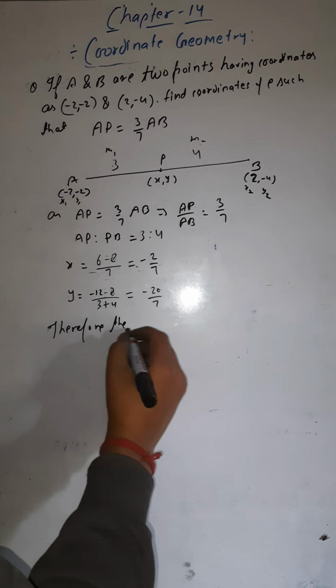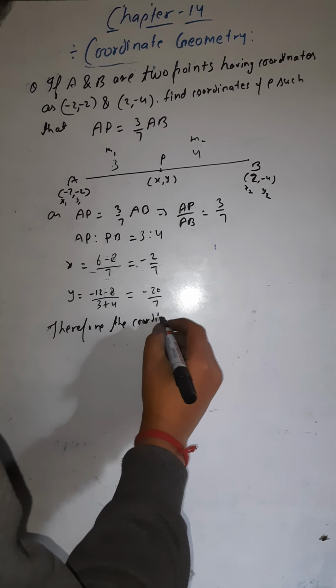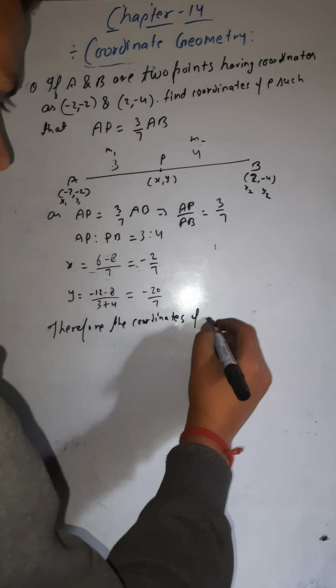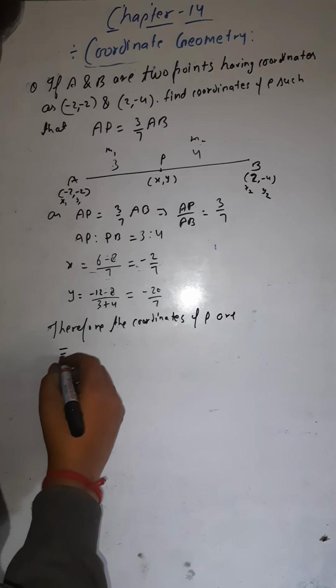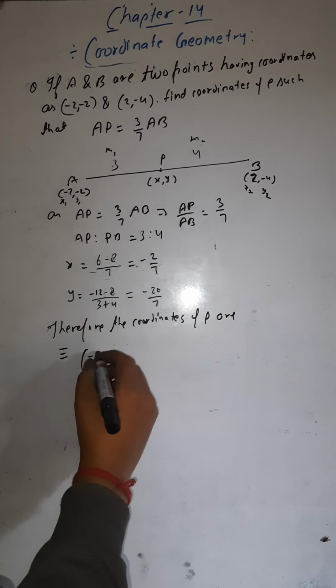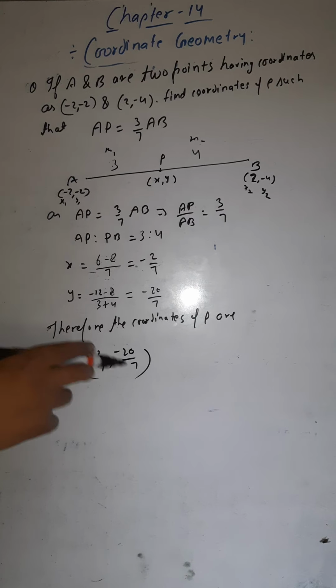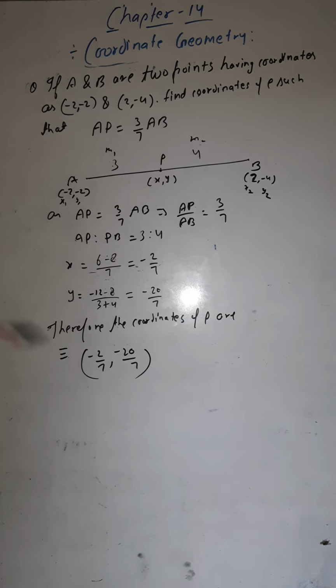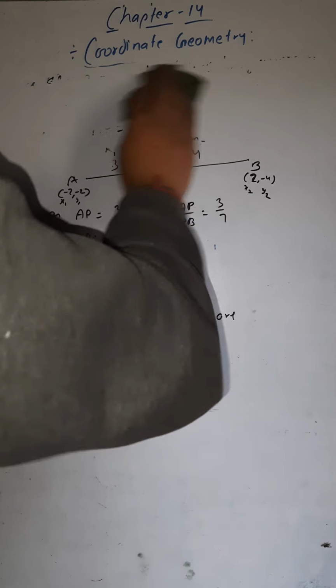Therefore the coordinates of P, what are the coordinates of P? x is minus 2 by 7 and y is minus 20 by 7. So these are the coordinates of P. So we have found the answer. This is the answer. Okay, now let's move to another question. This would be the last question for today.